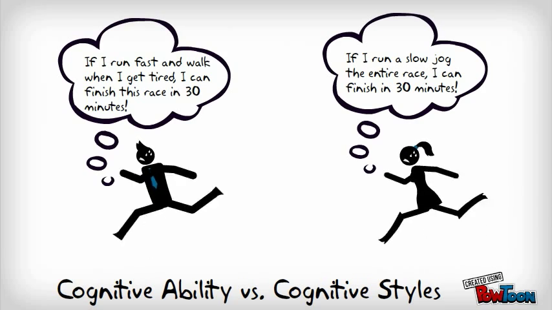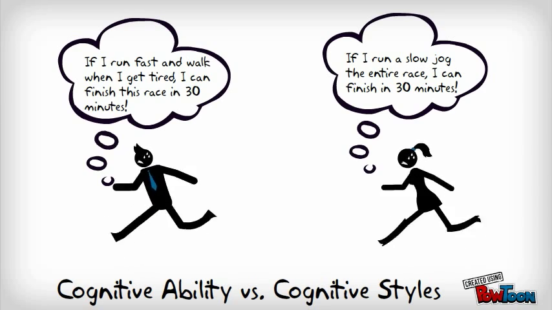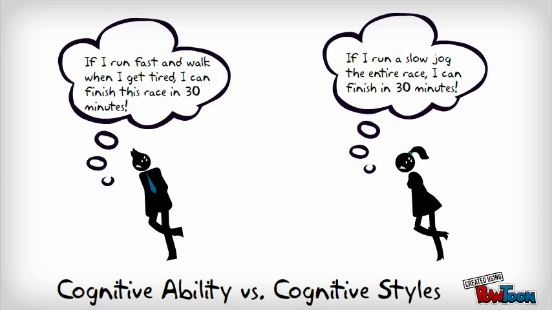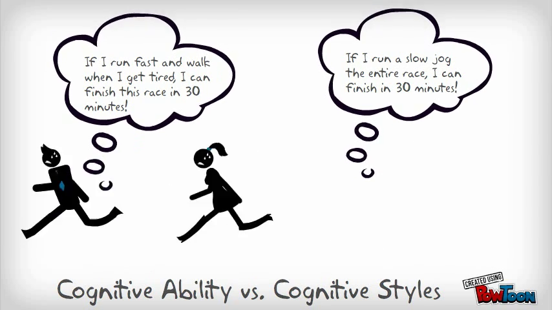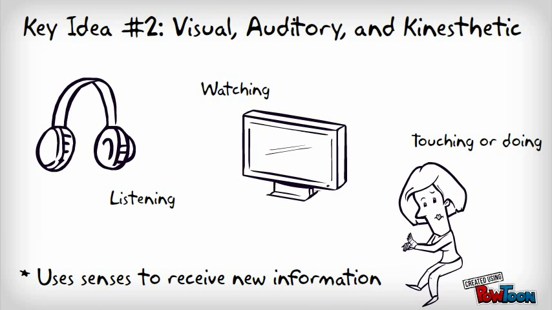Willingham takes us on a journey through differences in cognitive styles and states there's no good evidence that learning will be easier if a teacher matches the method of instruction to the child's preferred cognitive style. The visual auditory kinesthesia theory holds that everyone has a preferred sense in which new information is acquired.